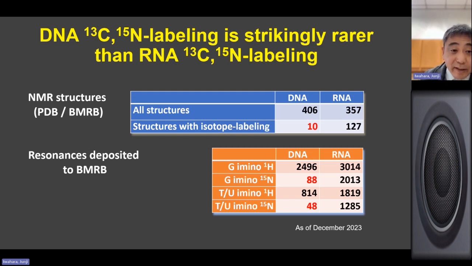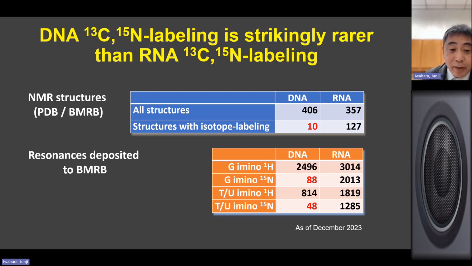Here, these are the numbers of NMR structures in the PDB for DNA and RNA solved by NMR spectroscopy. And the total numbers are kind of comparable. But if you look at the numbers of structures with isotope labeling, it's strikingly different. DNA isotope labeling is very rare. You can see the same thing in the statistics for BMRB resonance assignments.